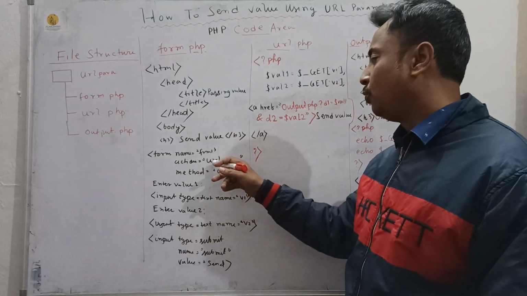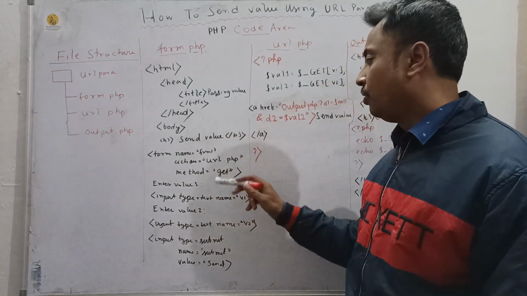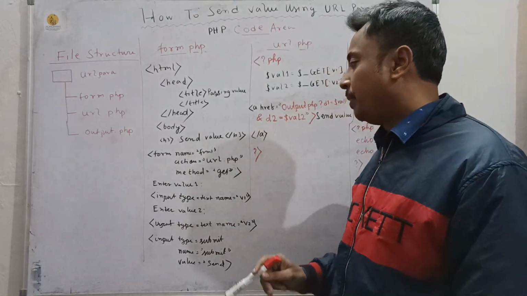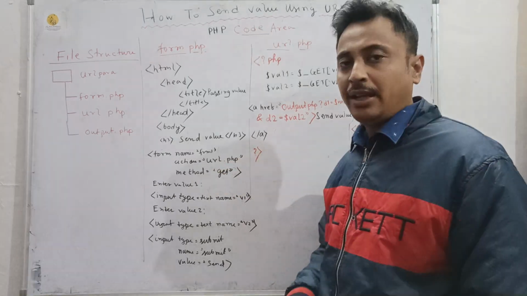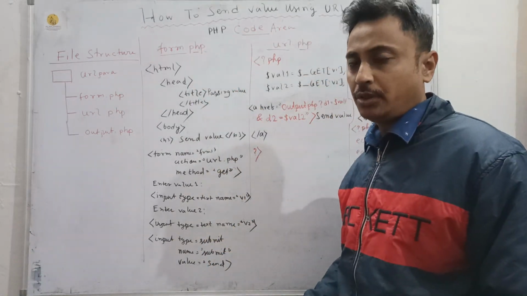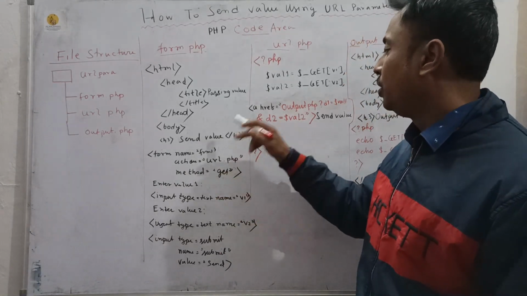If you are creating url.php, then when you press the submit button, the control goes to the url.php file, right? But if you leave the action blank, then the control stays in the same page. So when you press the submit button, the action goes to the URL page.